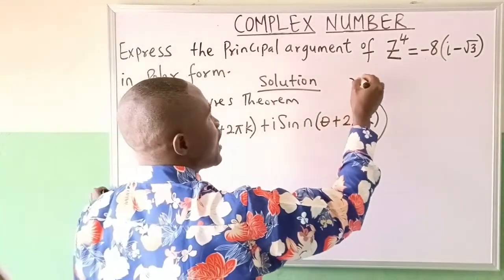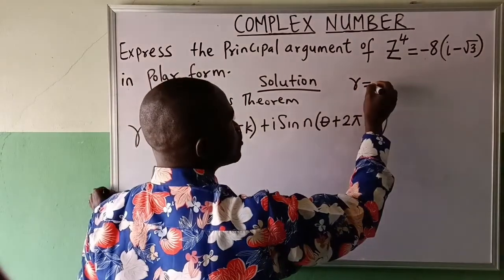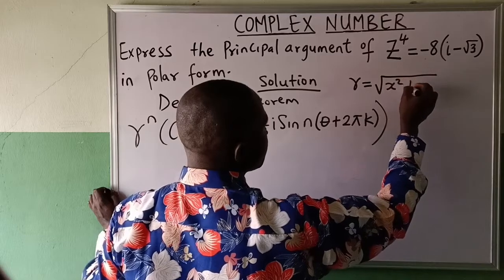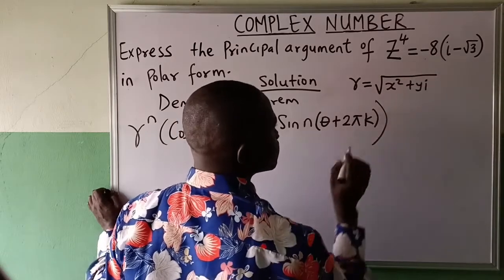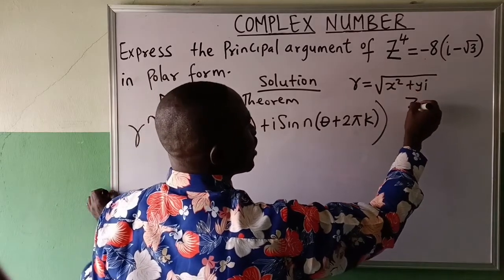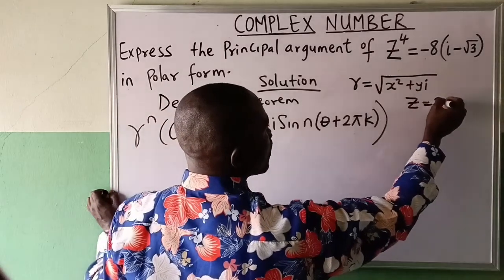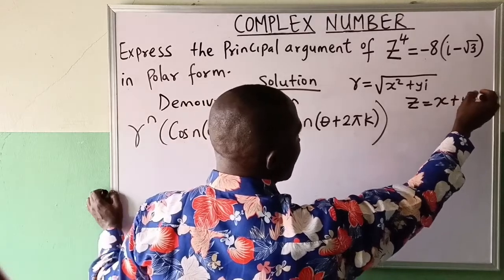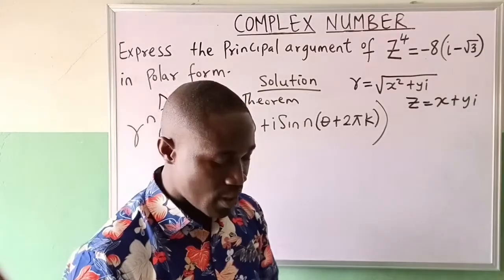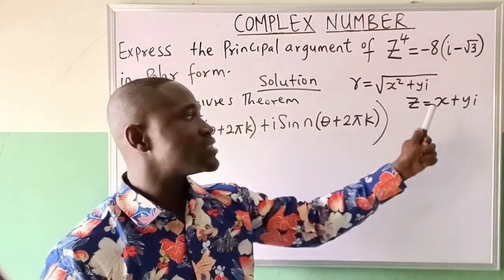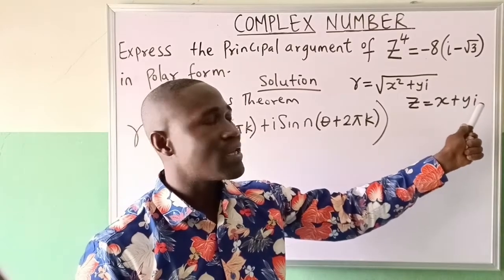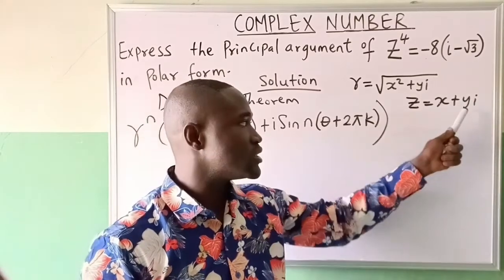We say r, the modulus, equals square root of x squared plus y squared. This formula was derived by saying that the complex number is equal to x plus yi. Remember, it is called complex number because it has a real number part, which is denoted with x, and an imaginary number part, which is this yi.